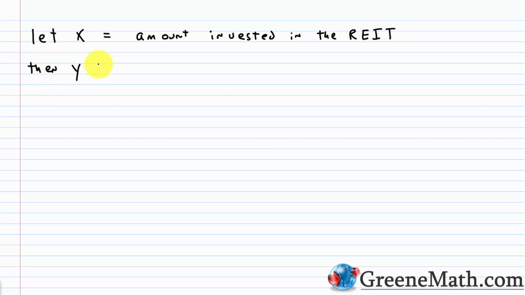So we could say X, let X be equal to the amount invested in the REIT. Again, that's a real estate investment trust. Then we could say Y would equal the amount invested in the CD or certificate of deposit. Then we could say Z is equal to the amount invested in the bond fund. Okay, so now we've represented these 3 amounts with variables.